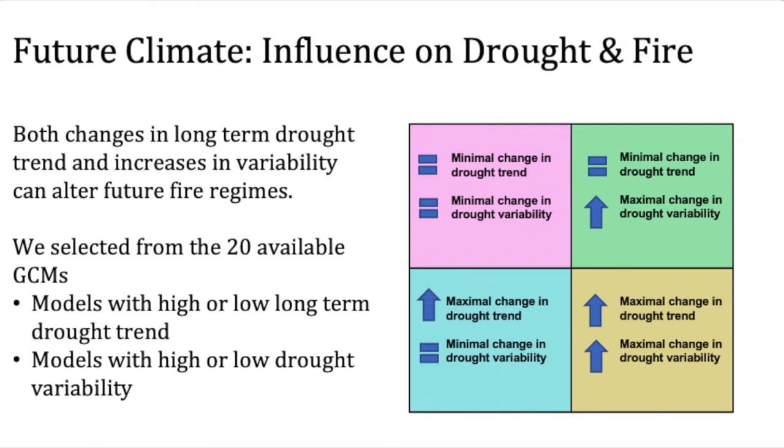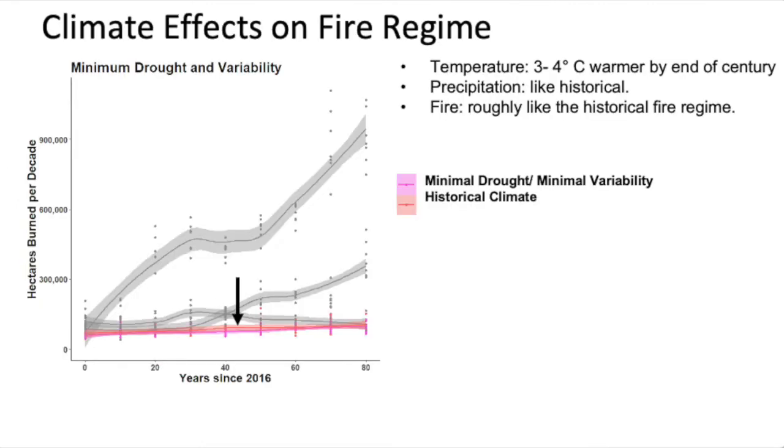And so we looked at models with high or low drought trends, and also models with high or low drought variability. Okay, so I kind of just put these here as minimal change in drought trend, minimal change in drought variability, all the way down to maximal change. And to look at that in a little more detail, these are simulations that were done through time in the next 80 years. These are hectares burned per decade.